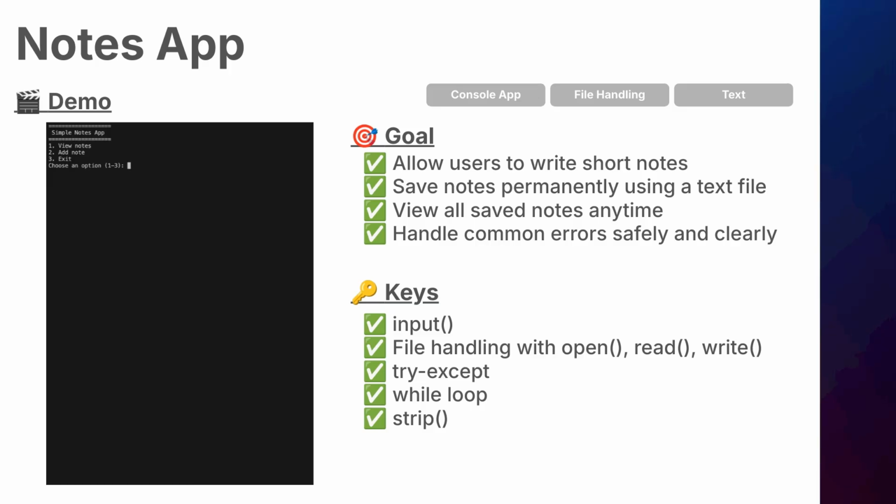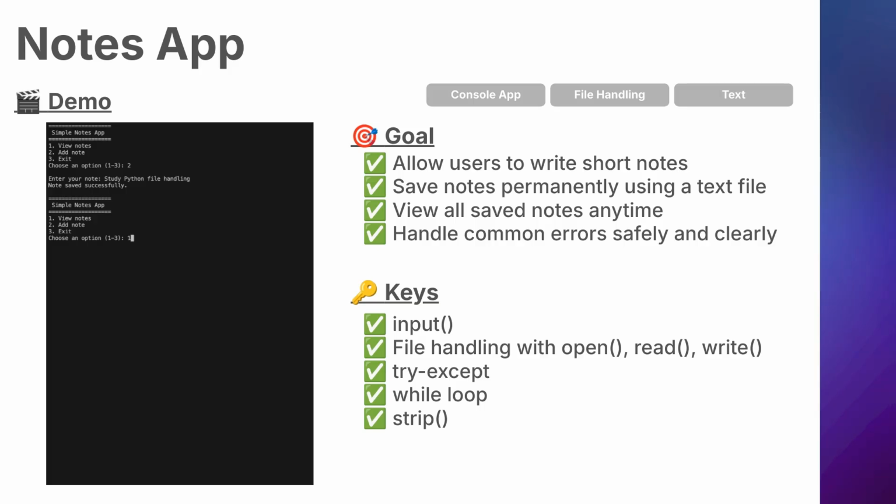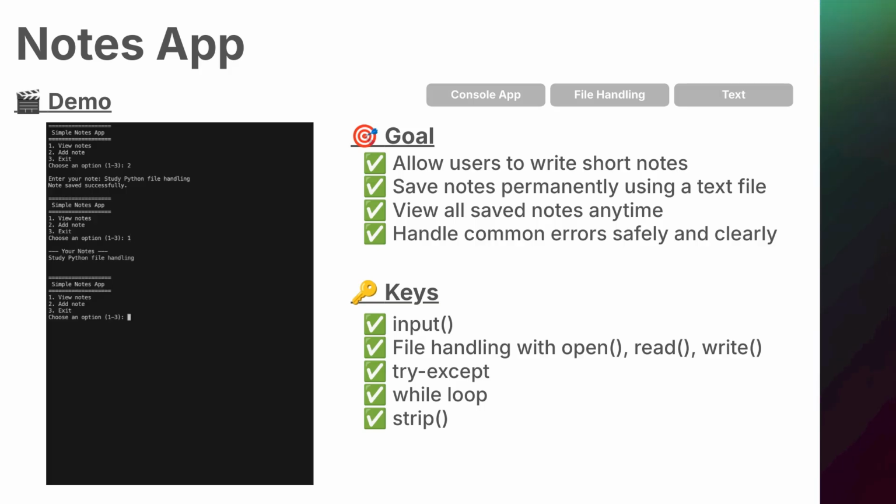When the program runs, you'll see a clean menu in the console with 3 options. For example, you might choose option 2 to add a note, type something like study Python file handling, and immediately see a message confirming that the note was saved. If you then choose option 1, the program displays all your notes in a simple list so you can review them anytime. Along the way, this project introduces several core Python concepts.